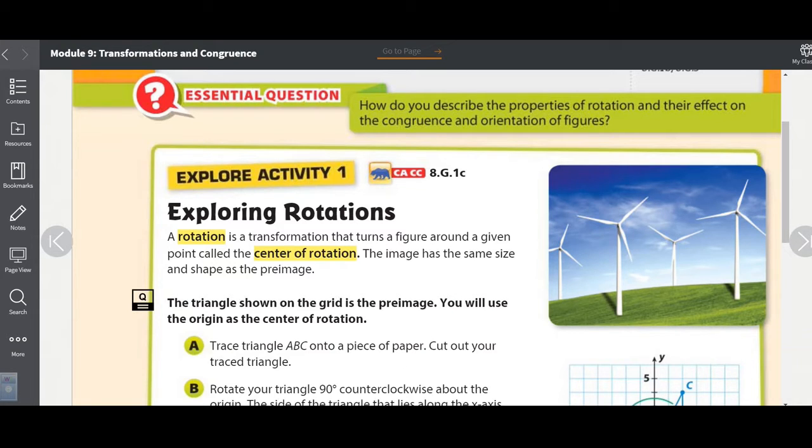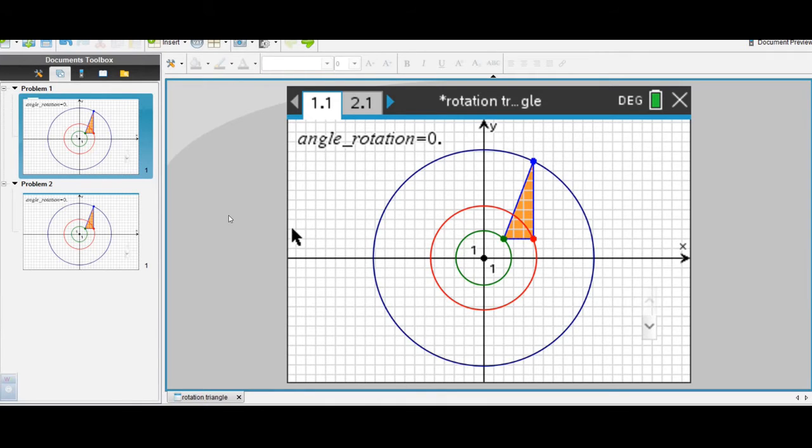All right, so let's just go ahead and take a look here. I've pulled up my handy dandy Inspire, and I've got a triangle right here. This orange triangle outlined in blue is in the first quadrant. I've got three vertices, the green, the red, and the blue, and you can see I've got these circles here that show how those points are going to travel as we rotate around the origin.